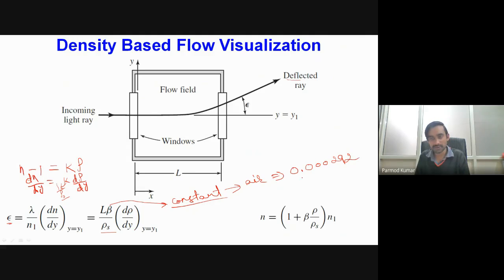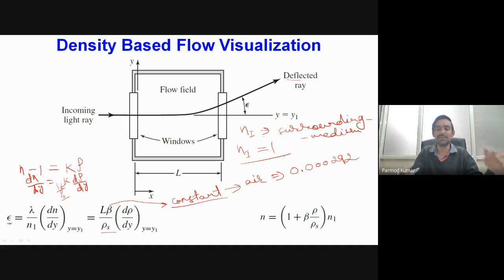Okay, now we also have one parameter eta. So eta refers to the refractive index of this particular medium. You can see eta is equal to 1 plus beta times rho by rho s, and outside we have n1. Okay, and over here also we have n1. So this n1 refers to the refractive index of the surrounding medium, whatever medium we have outside our test section. Generally we take the value of this eta 1 as equal to 1. Okay, so this is the whole idea of using density based flow visualization.